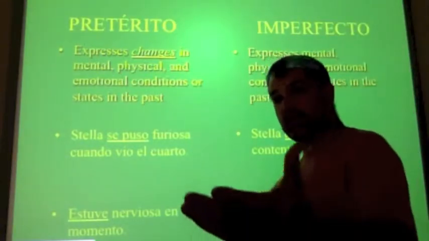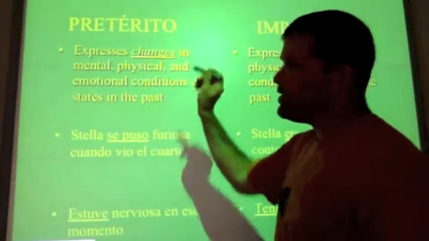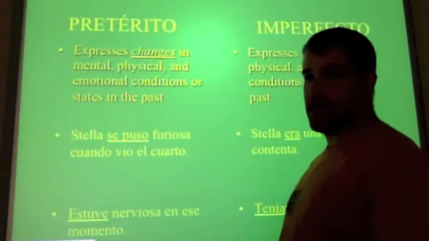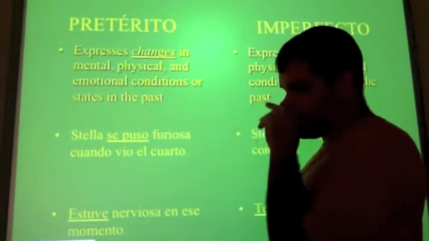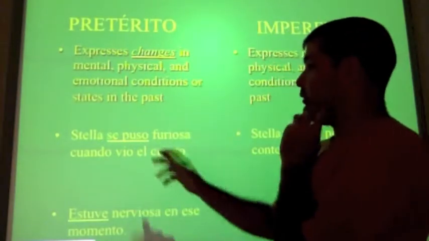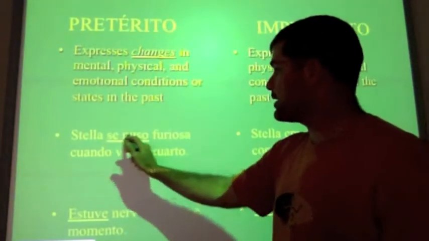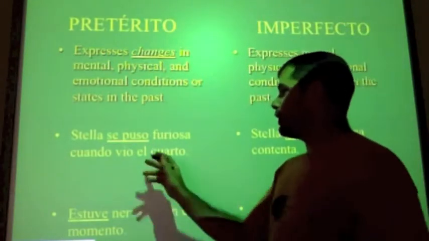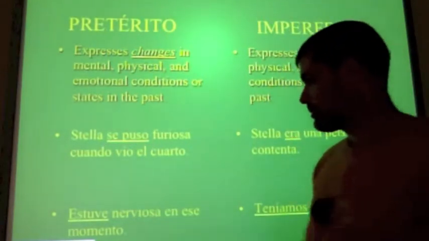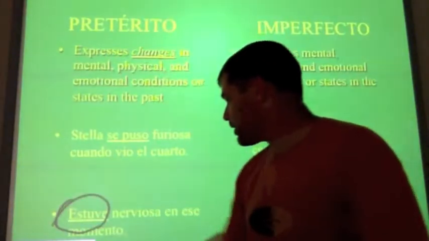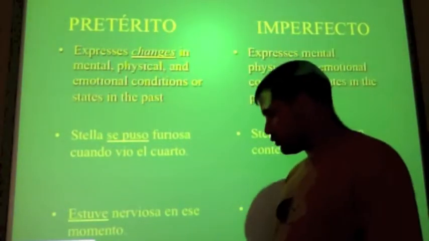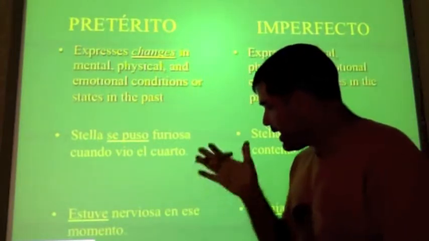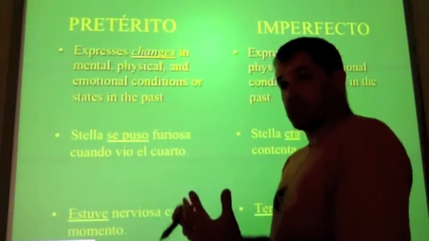Now, el pretérito also expresses changes in a mental, physical, or emotional condition or state in the past. So if we're expressing that something happened, it changed, then we say it in el pretérito. Stella se puso furiosa. She became angry cuando vio el cuarto. Yo estuve nervioso en ese momento. So at that moment, one specific point in time, I became, or I was nervous.